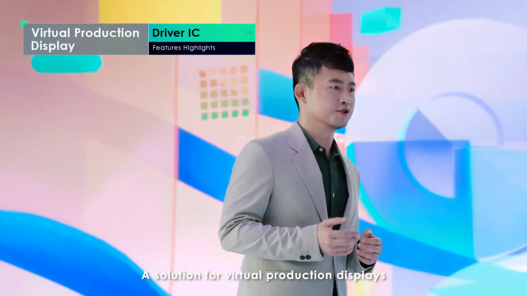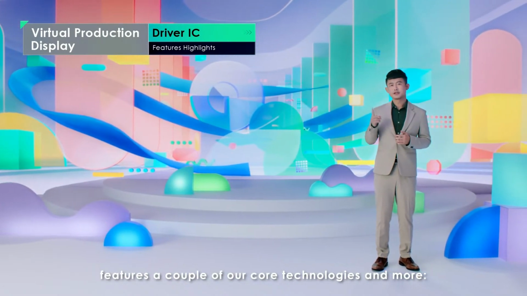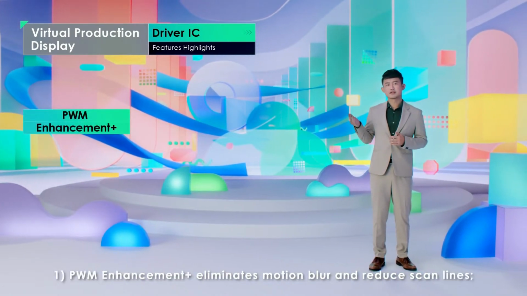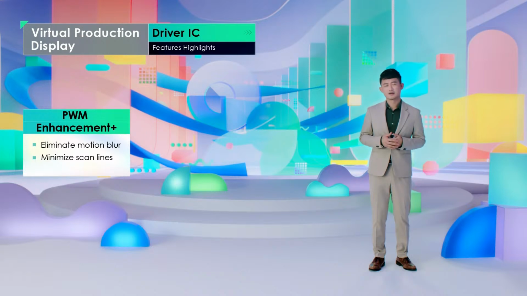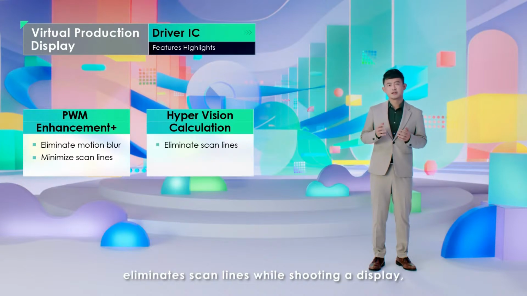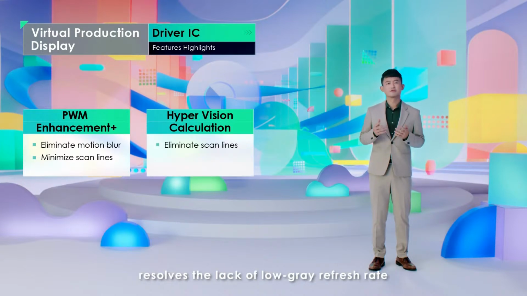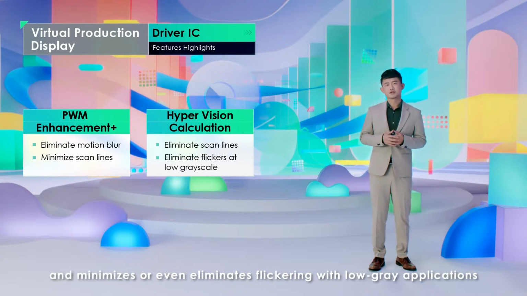The solution for virtual production displays features a couple of our core technologies and more. 1. PWM Enhancement Plus eliminates motion blur and reduces scan lines. And 2. Built-in hypervision calculation eliminates scan lines while shooting a display, resolves the lack of low-gray refresh rate, and minimizes or even eliminates flickering with low-gray applications.